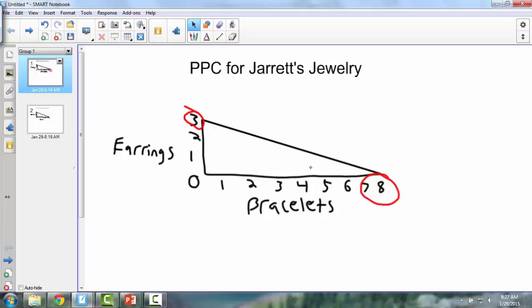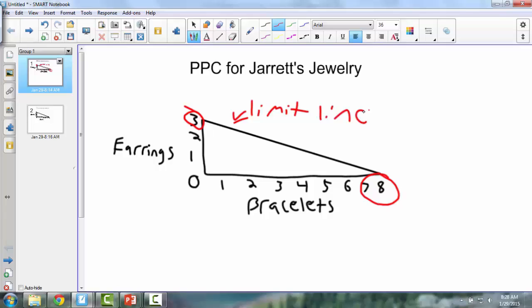All right, there's another thing I want to point out. This line right here, this line that connects the maximums on our graph, this line has a name, and it's called the limit line. The reason it's the limit line is because, guys, think about the definition of a PPC. It represents the maximum combination of goods and services. In other words, when the factors of production are being utilized efficiently, this is the maximum combination of goods and services that can be produced.